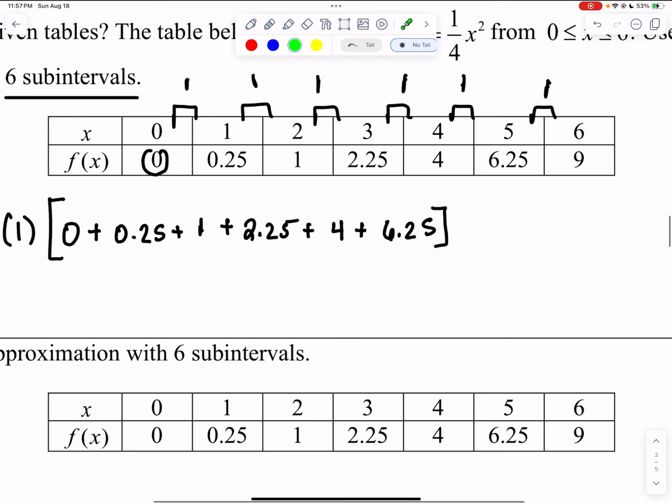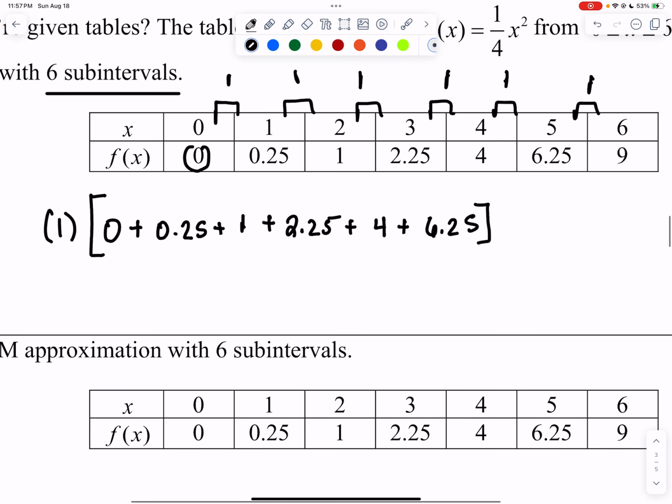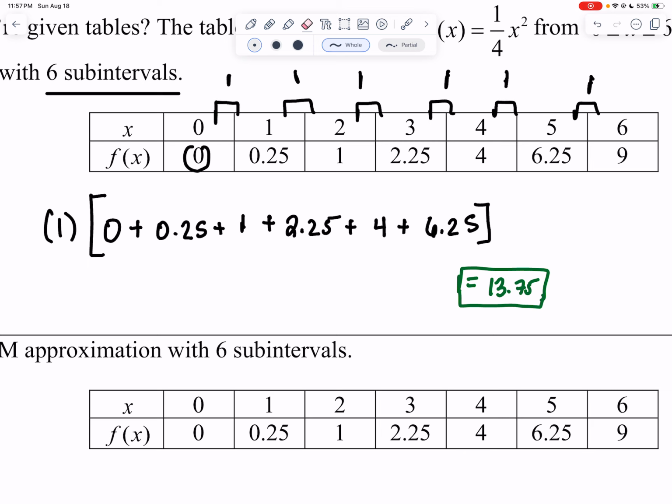So what we're going to do is go ahead and add this up. And this is going to give me my approximation using a left Riemann sum. In this case, if I were to do that, that's going to be 13.75. Now, on the AP exam, they will give you credit for this. So just leave it like this and call it a day.